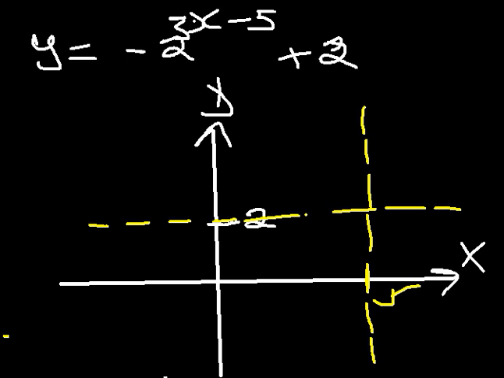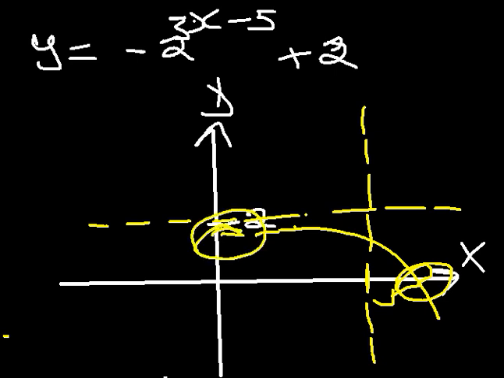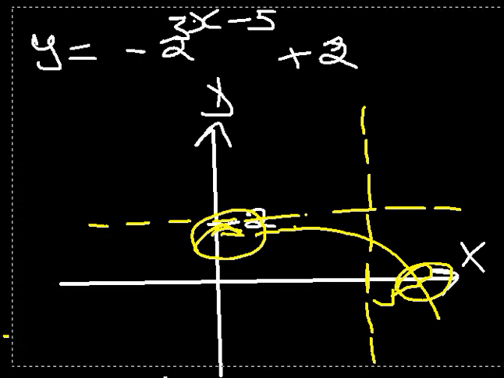On the same case, the graph is reflecting along the x-axis, which means the graph will go like this. So we'll have the x-intercept, and we can also see that we'll have the y-intercept here. That's how you should understand the graphs of exponential functions.